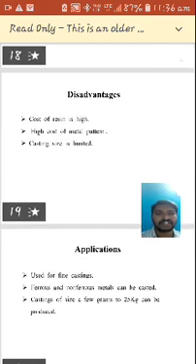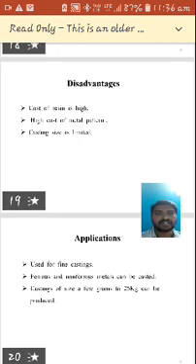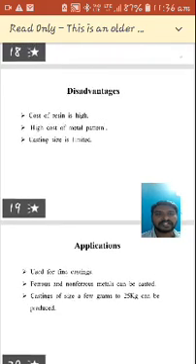Here we have a few disadvantages. The cost of resin is high. The cost of the metal pattern is also high. The casting size is limited. So these are the disadvantages.